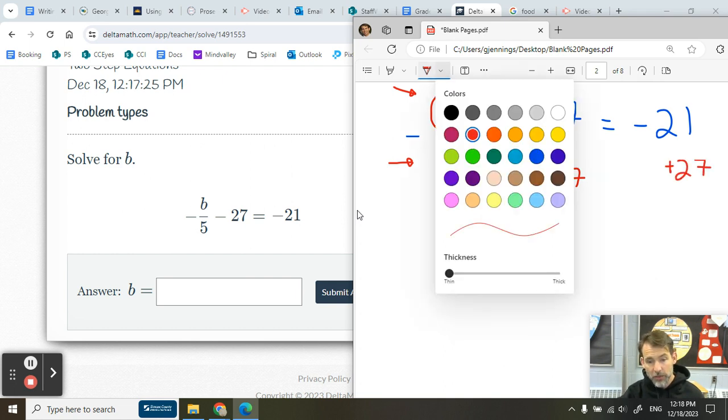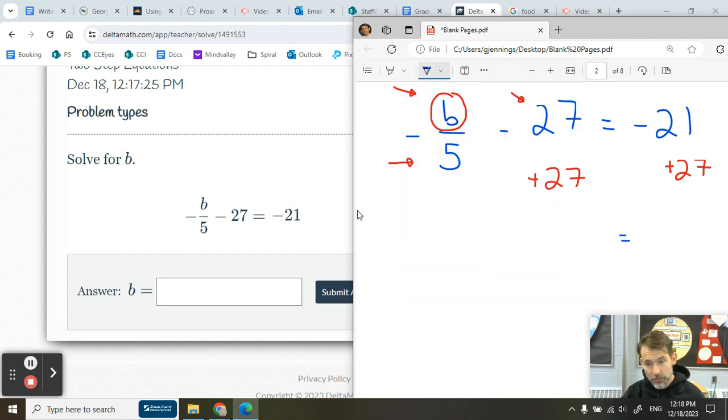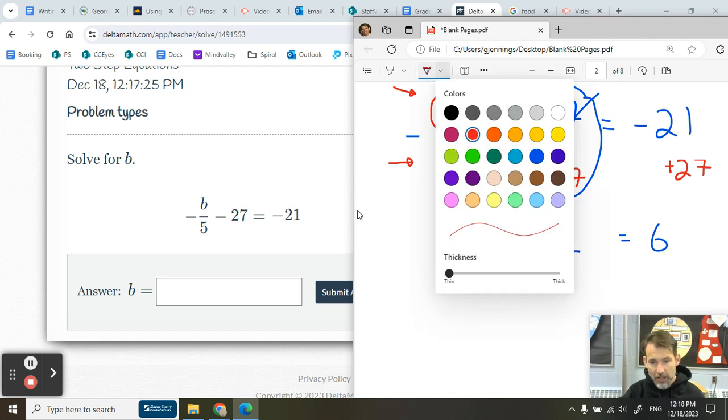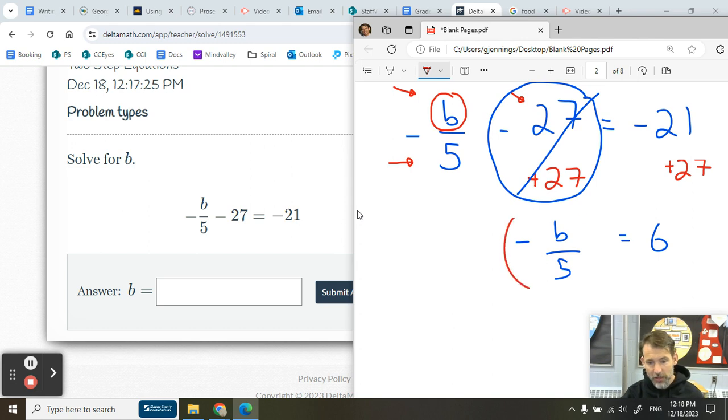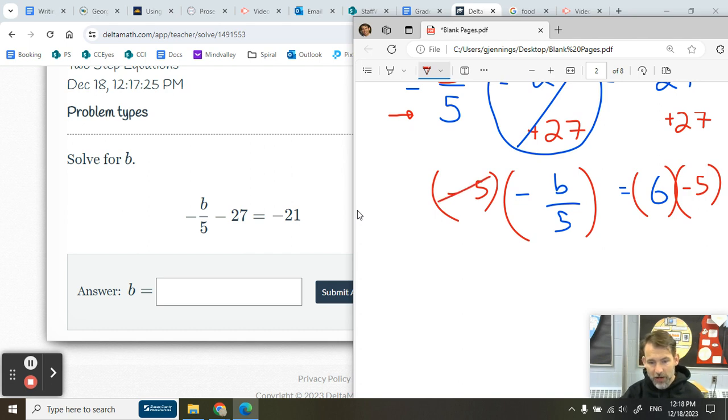Negative 21 plus 27 is equal to 6. And then I have this is all equal to 0, so it's gone. And I just have negative b over 5. And now I inverse operate that negative, divide by negative 5 away by multiplying both sides by negative 5. So when I multiply by negative 5, that cancels that. I've isolated b. Hooray. B is equal to 6 times negative 5 is negative 30.